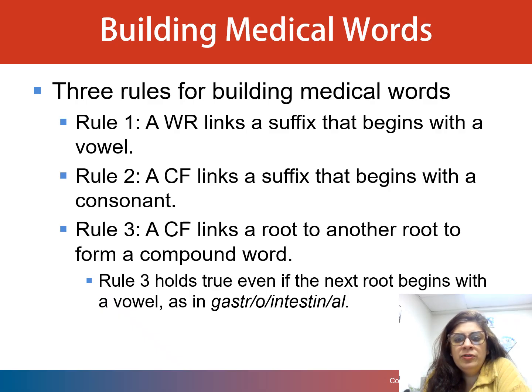So there are 3 rules for building medical words. A word root links a suffix that begins with a vowel. So the example would be mammogram. Mammogram would be the study of breasts. A combining form links a suffix that begins with a consonant, and a combining form links a root to another root to form a compound word, gastrointestinal.